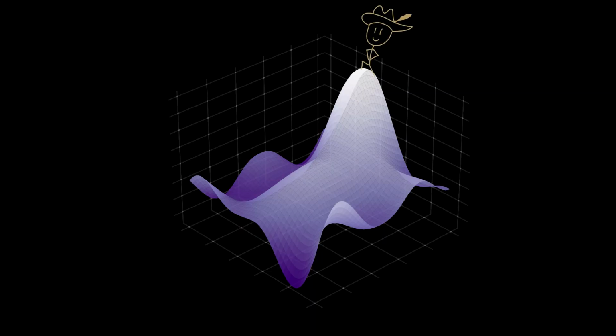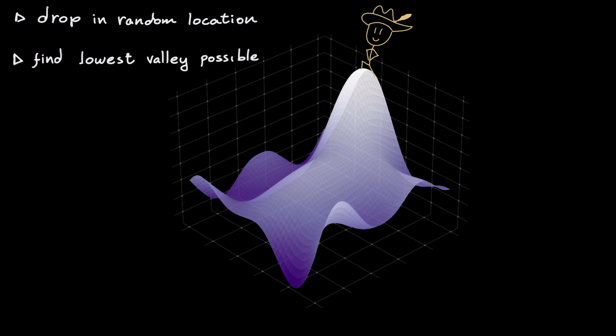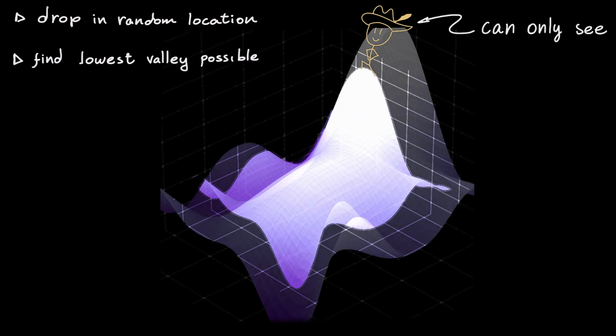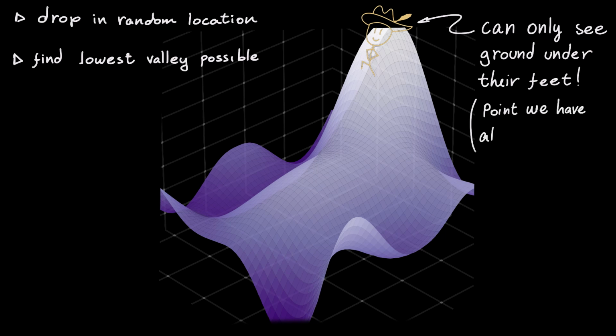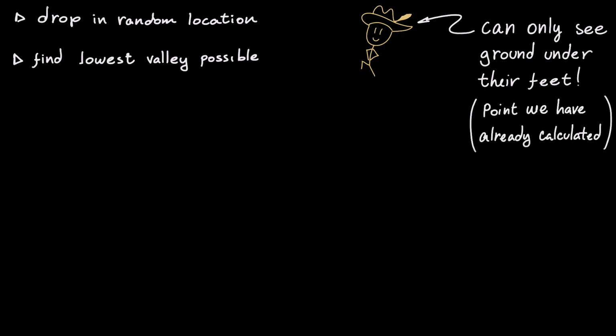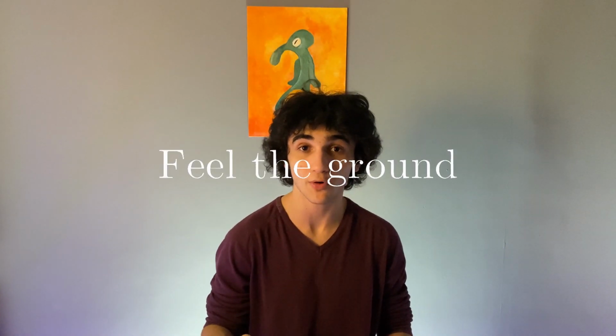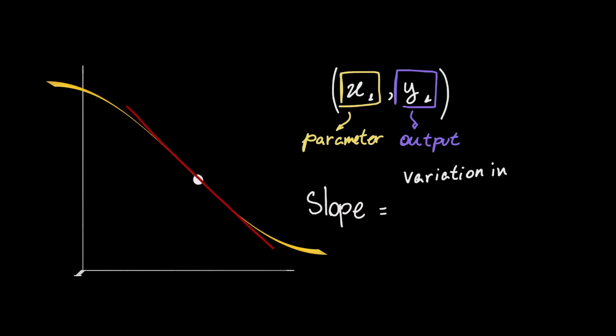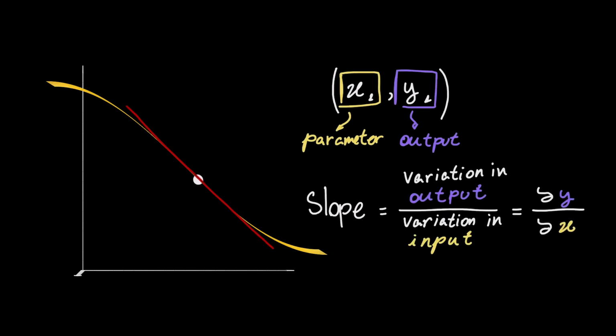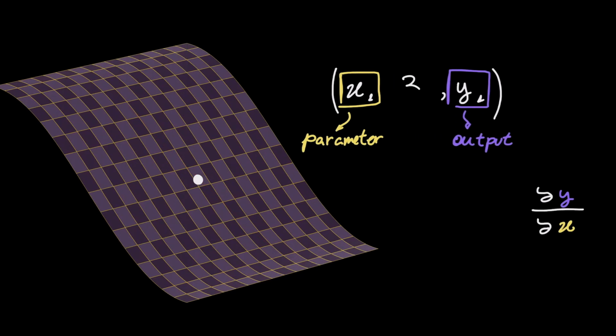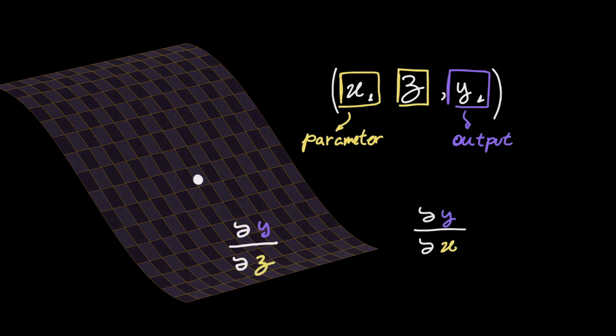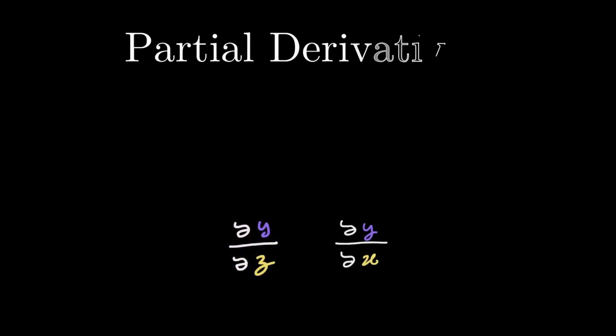So instead of trying to compute every point, we'll drop a little explorer at a random location on the graph, and we'll tell them to find us the lowest valley in the area. Of course, they can't see the ground because neither can we. So while a real person may try to feel the ground with their feet, our mathematical explorer will use partial derivatives. You can think of a derivative at a point as the slope of the function at that point. In our case, our point is defined by many different parameters, so we'll take the derivative with respect to each parameter individually, hence the name partial derivative.